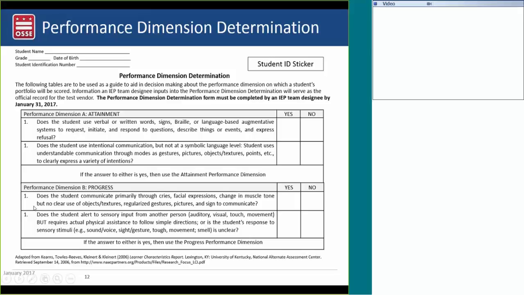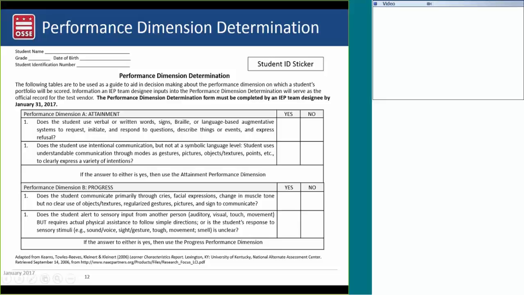The students for the progress dimension are students that do not have a consistent or reliable expressive communication system, and they communicate mainly through cries, through facial expressions, through changes in muscle tones, but there's not a reliable or consistent way that we know exactly what they want. So if you ask the student, are you hungry, and they cry, and you ask them another time if they're hungry, and maybe they don't respond at all. We're not sure what their response is all the time. Sometimes it's clear, but many times it's not clear.